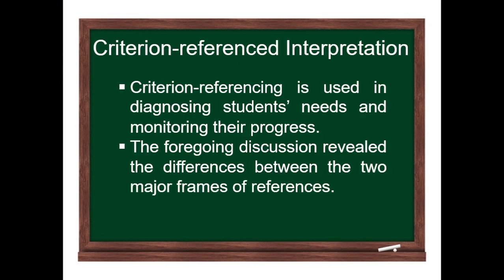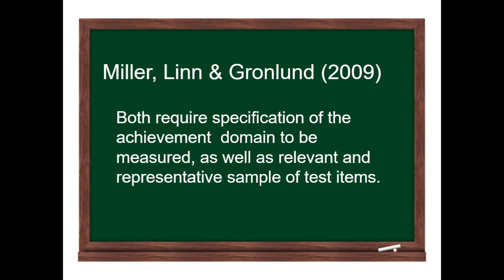Now, to add more ideas about criterion-referenced interpretation, criterion referencing is used in diagnosing students' needs and monitoring their progress. The foregoing discussion revealed the differences between the two major frames of reference. According to Miller, Linn, and Gronlund 2009, both require a specification of the achievement domain to be measured, as well as a relevant and representative sample of tests.